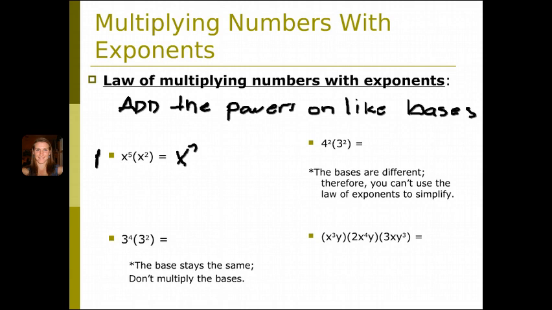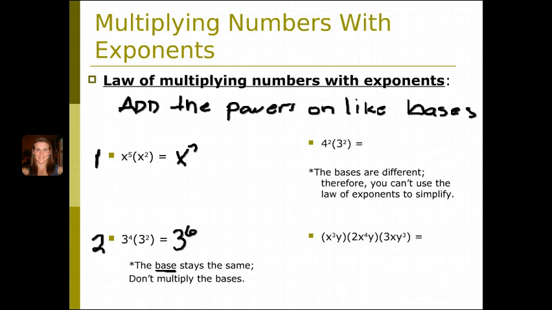This second example, this one is tricky for students. When I have 3 to the 4th, if I expanded it, it would be 3 times 3 times 3 times 3. And that 3 to the 4th is multiplying 3 squared, which would be 3 times 3. So if I had all of those 3's multiplying each other, this answer would be 3 to the 6th power. Do not be tempted to actually multiply the base of 3 and the base of 3 together. The base, as noted below here, the base stays the same when you're adding their exponents.